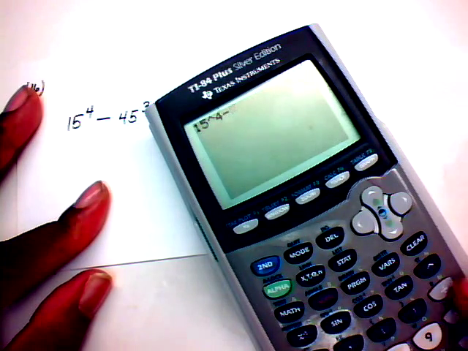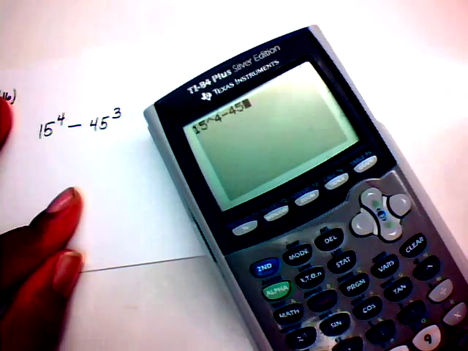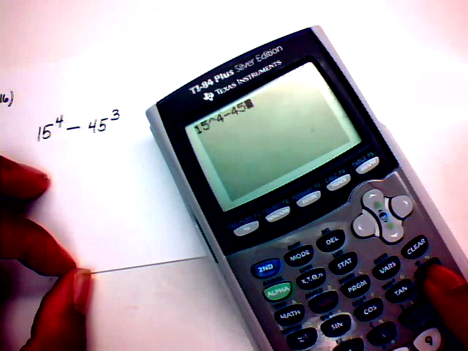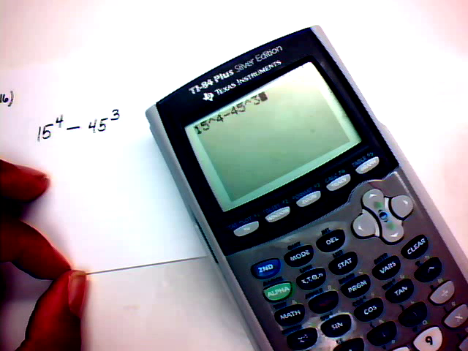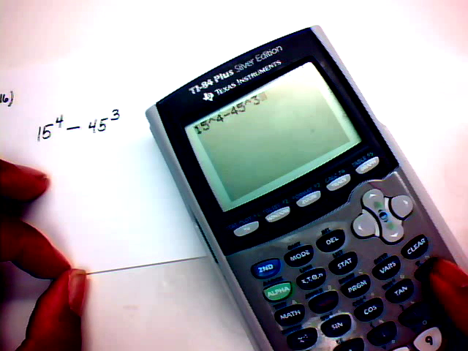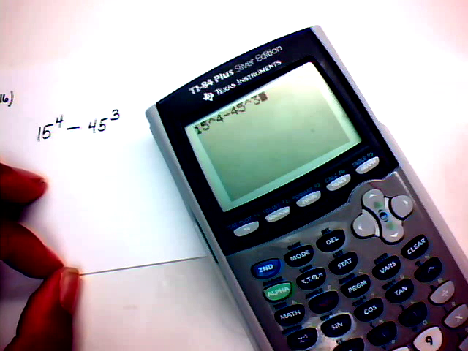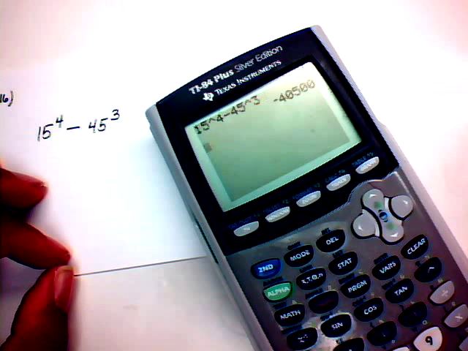Minus 45, and then to the third power you can use this button right here for the exponent, and then 3. By the way, that caret key is right below the clear key and right above the division symbol. That's used to help you type in your exponent. And then you're going to hit enter, and you'll get negative 40,500.